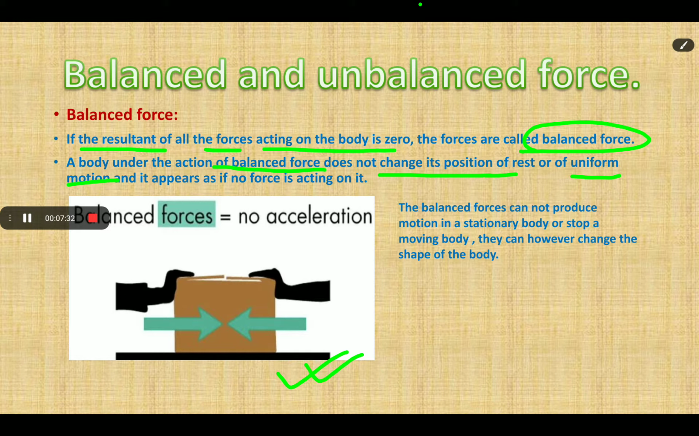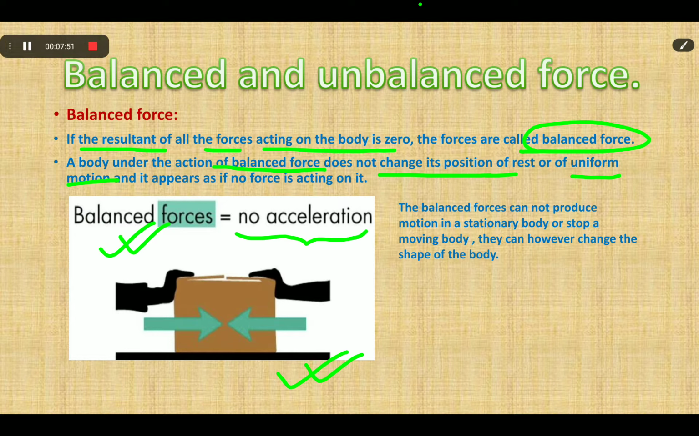As you can see in the image, when the object does not change its position of rest, it means it is a stationary object, so there is no acceleration. Or if the object does not change its uniform motion, again there is no acceleration, so it is the term related to balanced force.